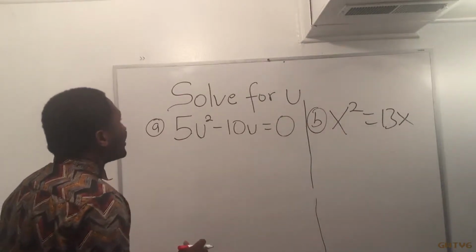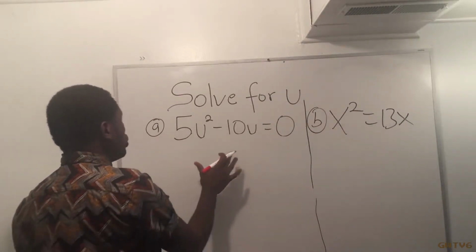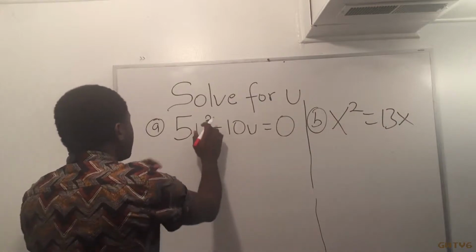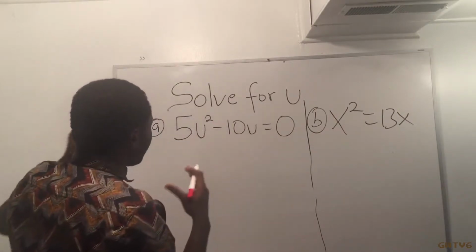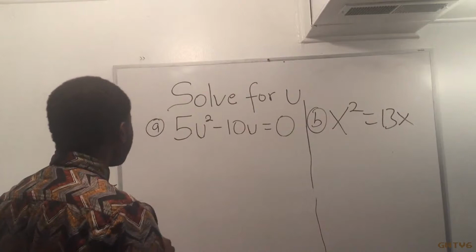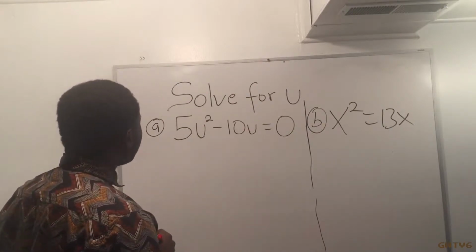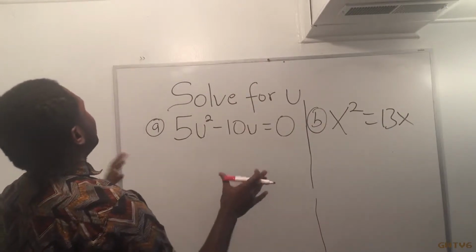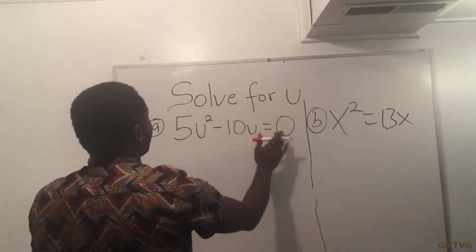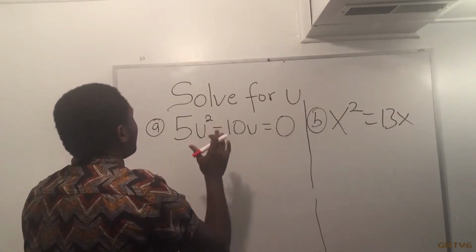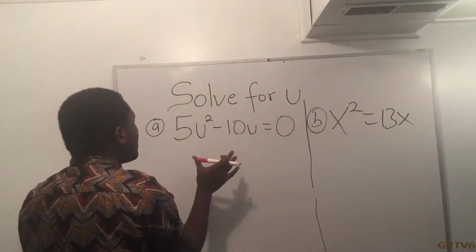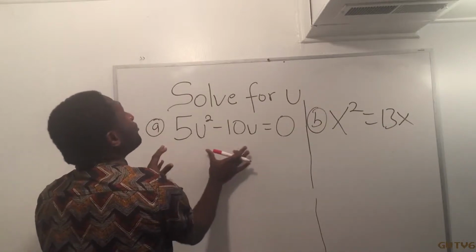Okay, so I'm being asked to solve for u, but I see a squared, and now I'm thinking about quadratic stuff here, so I'm going to have to be factoring. All right, and I have equals 0. So to solve for u, I know definitely that I have to do some factoring here.